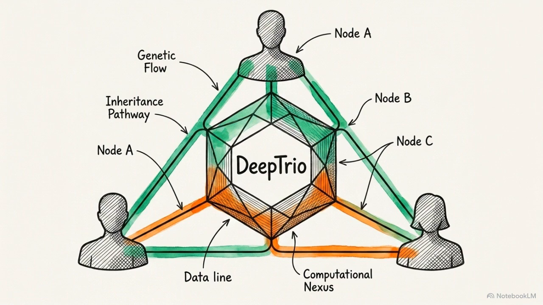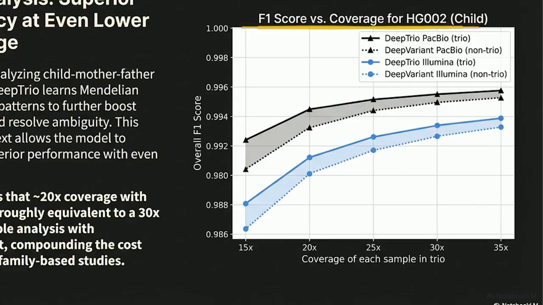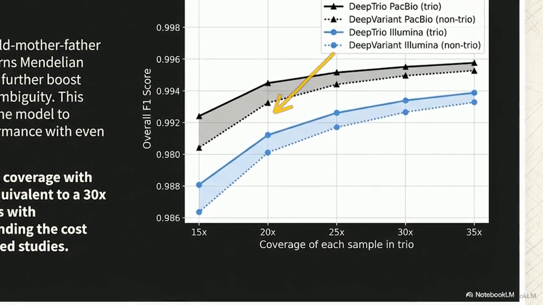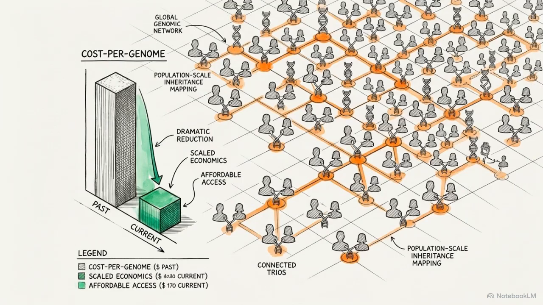A model called DeepTrio applies this framework to family structures, jointly analyzing child, mother, and father genomes as a single computational task. Supplying parental context allows the network to learn Mendelian inheritance patterns, further resolving genomic ambiguities in the child's data. This graph plots F1 accuracy scores across coverage depths for a child sample. Dotted lines represent single-sample analysis, while solid lines map the joint trio analysis. The trio model reaches the same accuracy at 20x coverage that a single-sample analysis achieves at 30x. Adding algorithmic context acts as a force multiplier for accuracy, lowering the budget requirements for large-scale, family-based population studies.